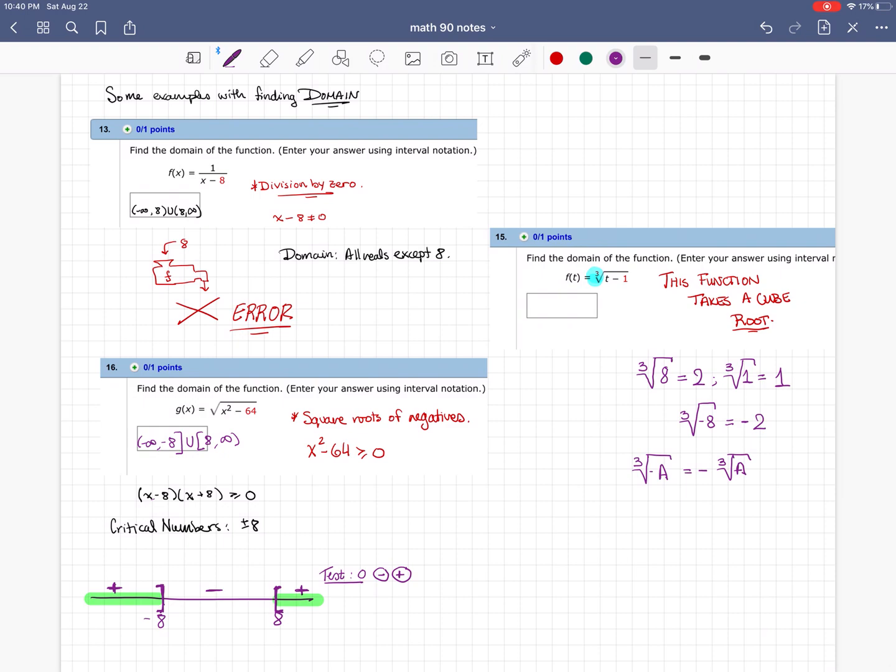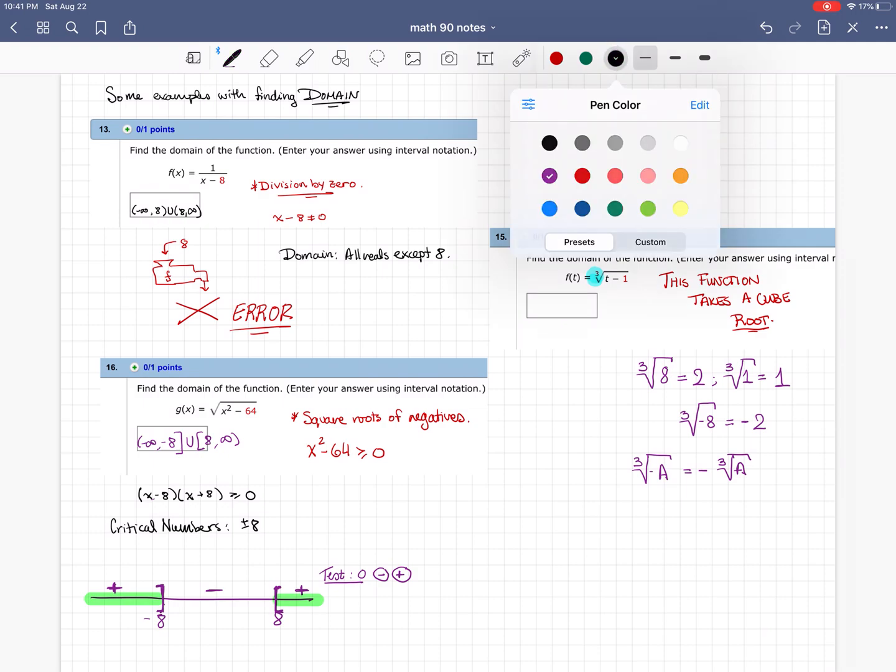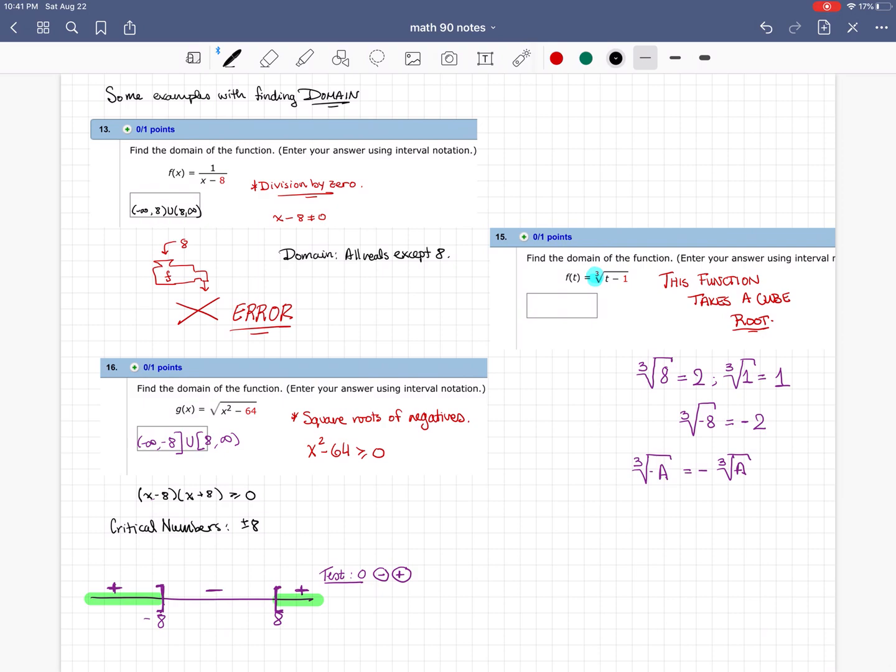But if the index is odd, you don't care. So there are no divisions here, so you don't need to worry about division by 0. The radical doesn't have a problem with negatives. So even though at first glance this function looks like it'll have an issue with the domain, in fact it does not. So this is an example of a function whose domain is all real numbers. So in WebAssign, what you would do is you would input from negative infinity to positive infinity.